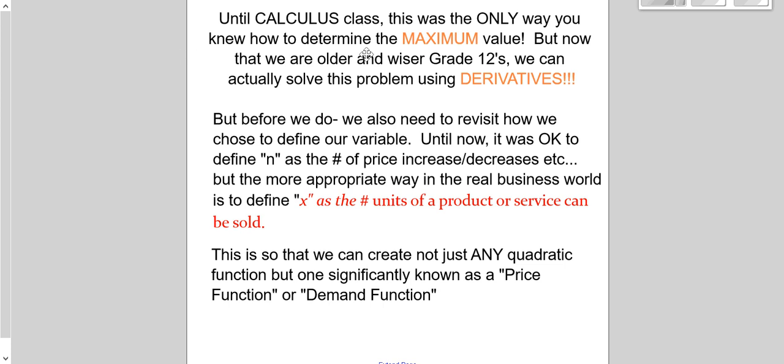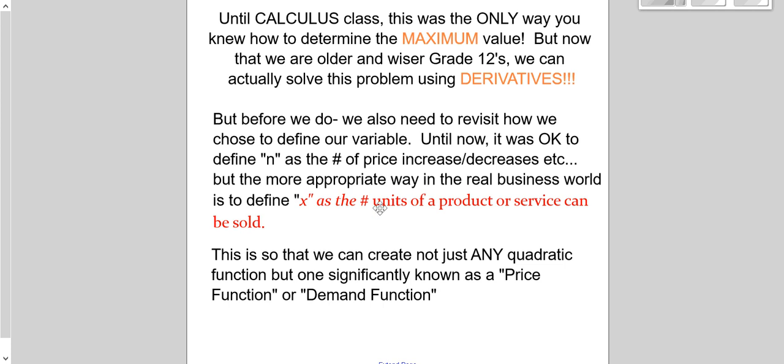Right, so now that we're older and wiser, we can actually solve this problem using derivatives. So think about it. If you want to pause the video and just stop and think for a second, can you think about how we're going to use derivatives to help us solve this problem? Pause the video, just think about it, and then come back.